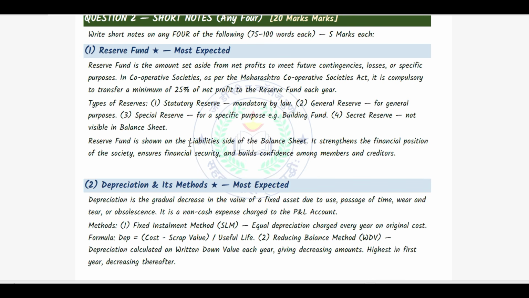So second one is reducing balance method, that is WDV, written down value method, you can say. Depreciation is calculated on written down value each year, giving a decreasing amount, highest in the first year, decreasing thereafter. Actually, every year the value of the depreciation will be reduced in the WDV, that is the written down value method.